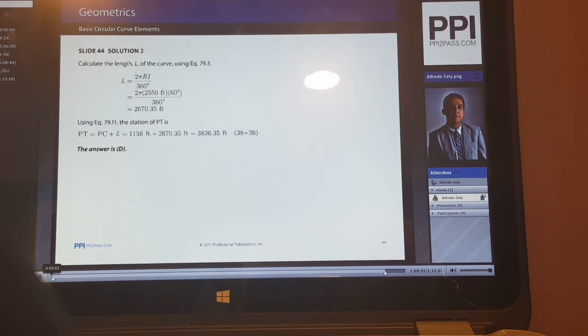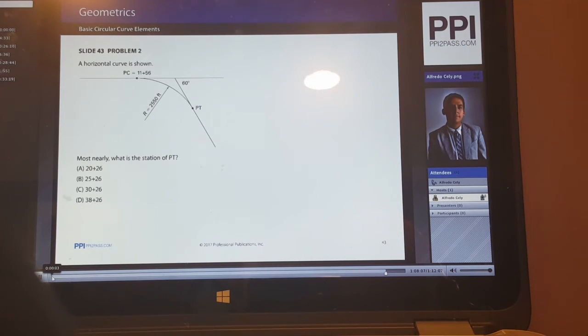So there are many ways to solve for the problem. Let me quickly go back. What we're being asked is to find the station at the PT. And we're given the station at the PC, the radius, and the angle between the tangents. We know that the station of the PT is simply the station of the PC plus the length of this arc. That is as simple as that. So somehow we need to find the length of this arc. So we need to figure out what equation will help me use the radius and this angle to find the length of the arc.